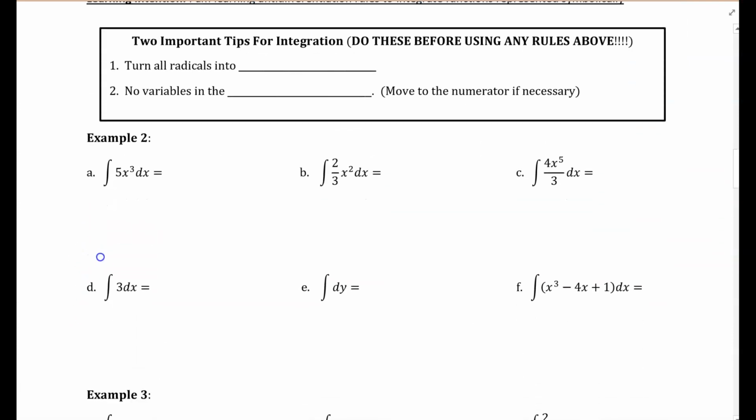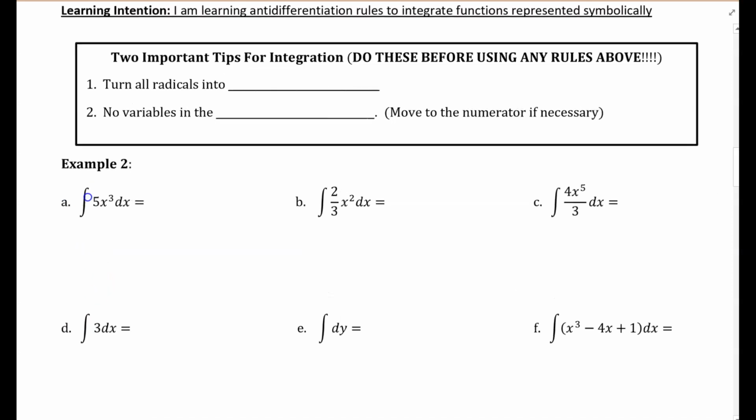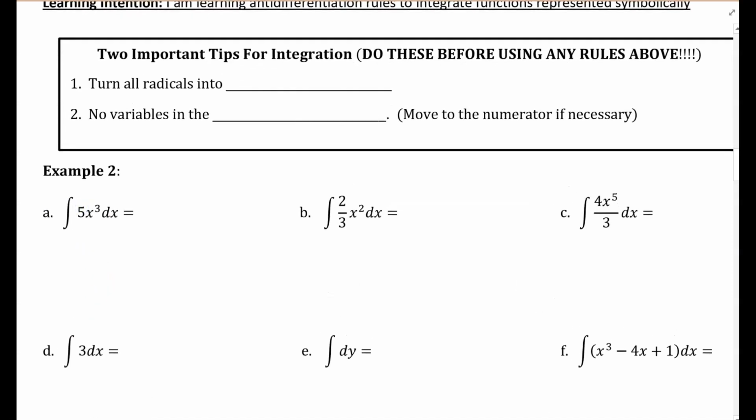So before we go ahead and begin, just a couple of important tips for integration. And we had these same ideas for differentiation as well. What we're going to do is turn all radicals into powers. So if it's a square root, I'm going to turn it into a power of 1/2, okay? And then number 2, no variables in the denominator. We're going to use power rule for all of those, and that just requires adding 1. And just moving it up will make this process nice and clean and easy for us, okay?